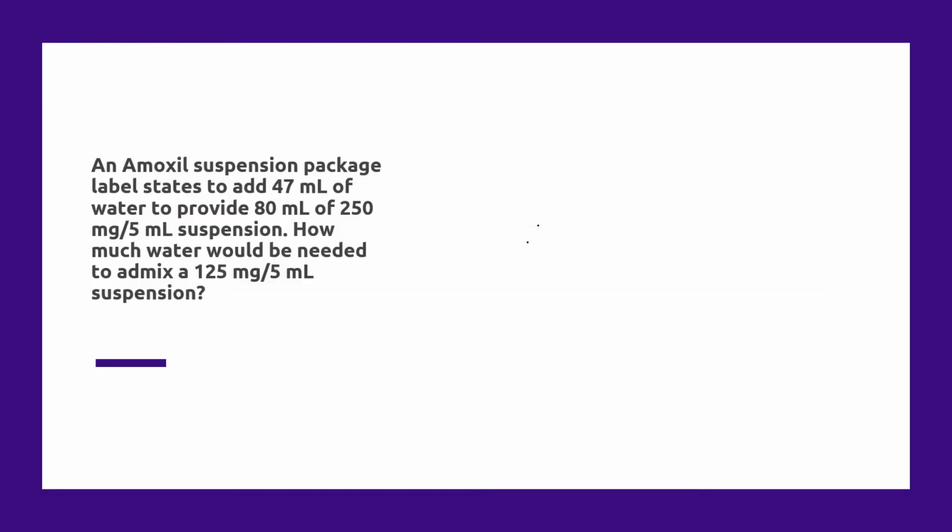Now, this question reads that an Amoxil suspension package label states to add 47 milliliters of water to provide 80 milliliters of a 250 milligram per 5 ml suspension. How much water would be needed to admix a 125 milligram per 5 ml suspension?